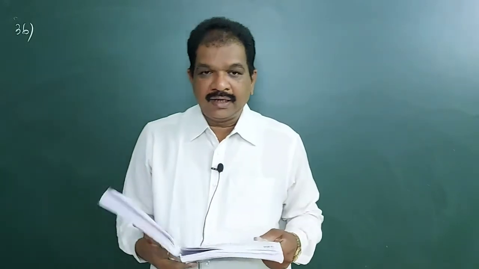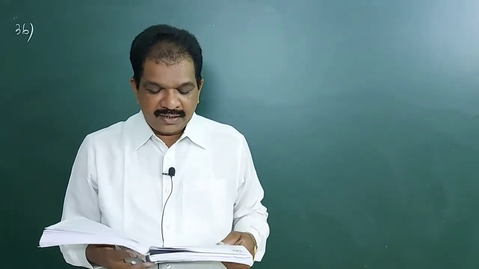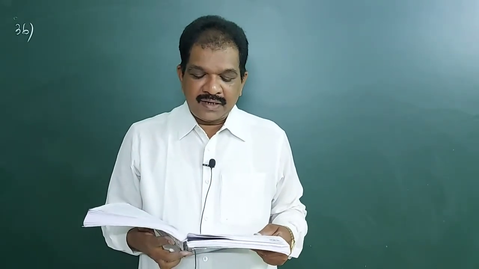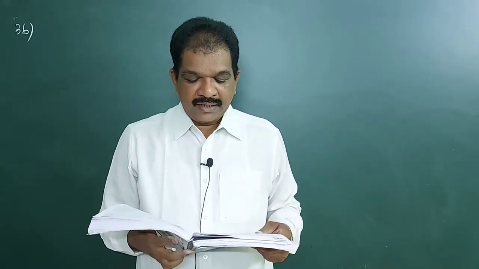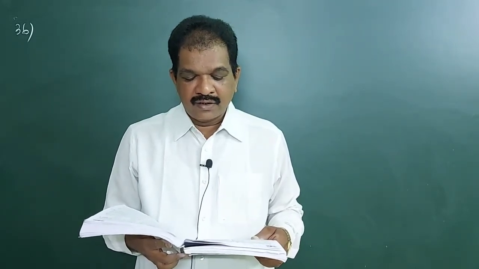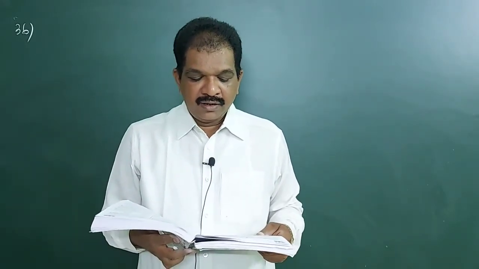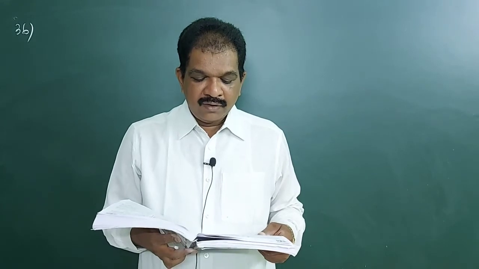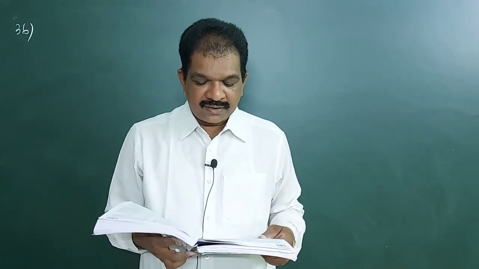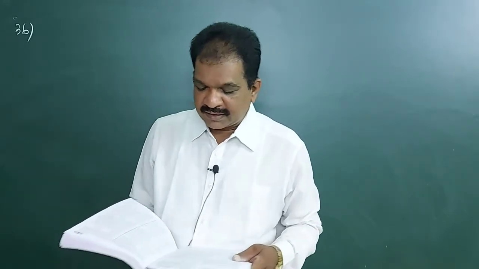Three identical spherical shells, each of mass m and radius r, are placed as shown in the figure. Consider an axis xx dash which is touching the two shells, passing through the diameter of the third shell. Moment of inertia of the system consisting of the three spherical shells about xx dash axis is. So what is the question?